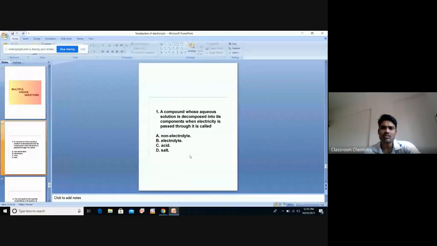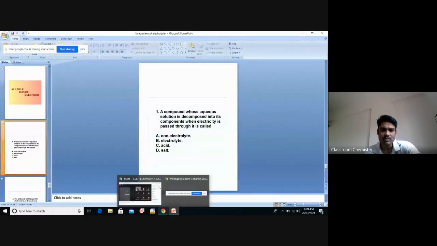A compound whose aqueous solution is decomposed into its components when electricity is passed through it is called as. Tell me. Here we see a question. There is one MCQ question. Let us solve five to six questions, then we will go to the next slide. Who can tell me the correct answer? A compound whose aqueous solution is decomposed into components when electricity is passed through it is called as.